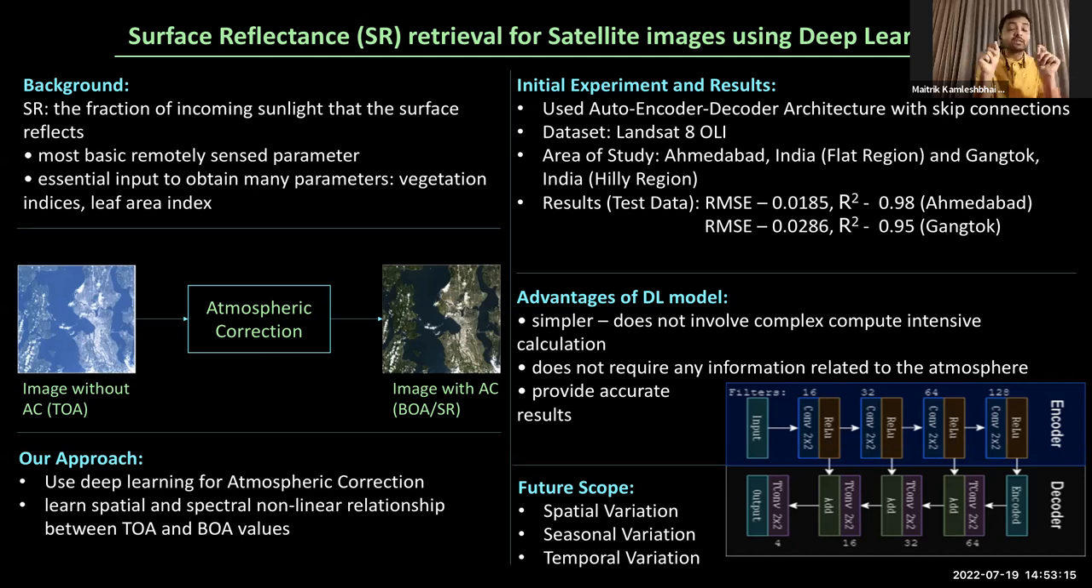The deep learning model training with all such data sets will be very robust, and probably in future it may replace the traditional physics-based model. To our knowledge, this is the first of its kind approach to solve atmospheric correction which uses deep learning.